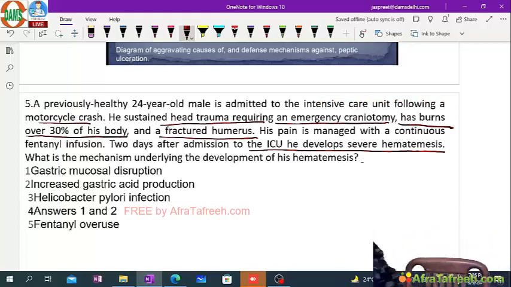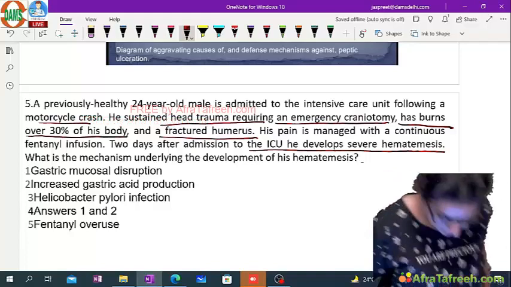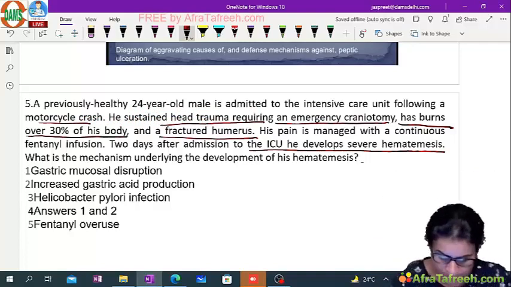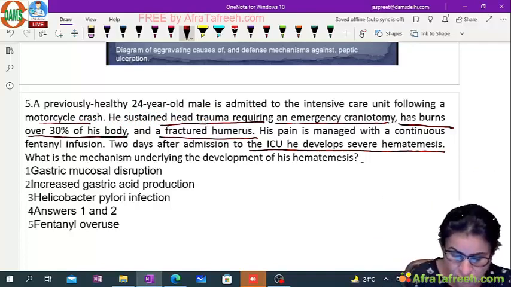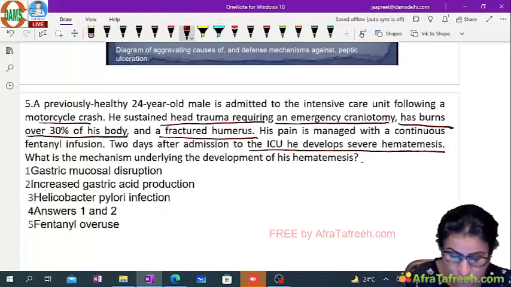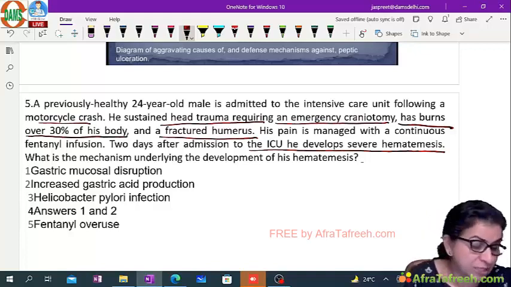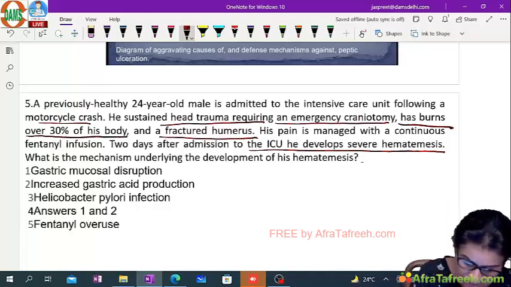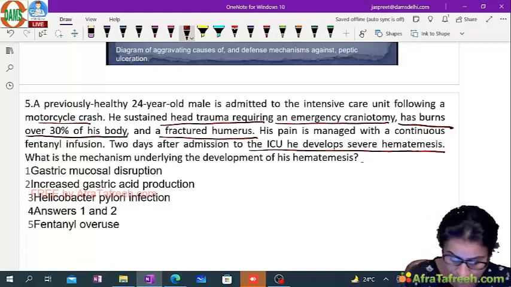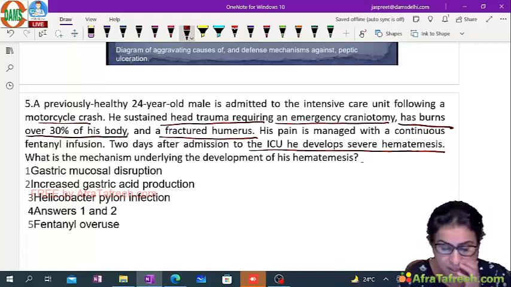What is the answer to this? Okay, what do you think is the answer to this question? Okay, 4. Okay, Ayush, yes, 4. So here now patient has burns also. Sridevi, okay, vagal stimulation. So he has a head trauma which has led to vagal stimulation, which has led to increased acid production. Okay, so that increased gastric acid production, yes. And second, there is gastric mucosal disruption also because of these burns that the patient has.